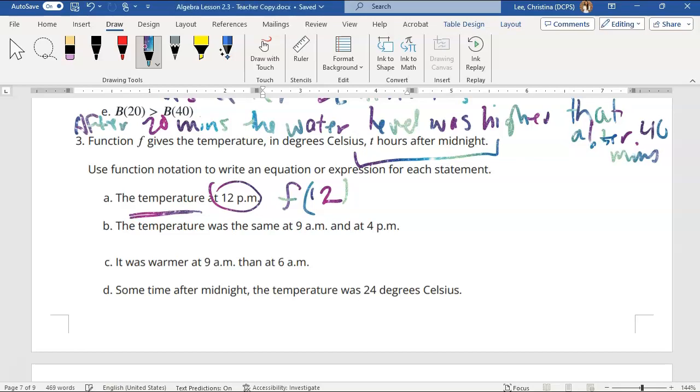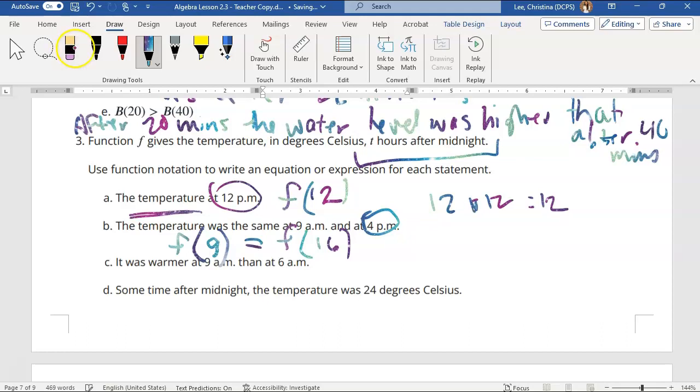The temperature was the same at 9 a.m. and 4 p.m., so f of at 9 a.m. is 9 hours after midnight, and at 4 p.m. that is actually 16 hours, so equals f of 16. Right? Because from 12 to 12 is 12 hours, and then another 4 hours is 16 hours. All right, this is also numbered as a 2. Realize that could be confusing.